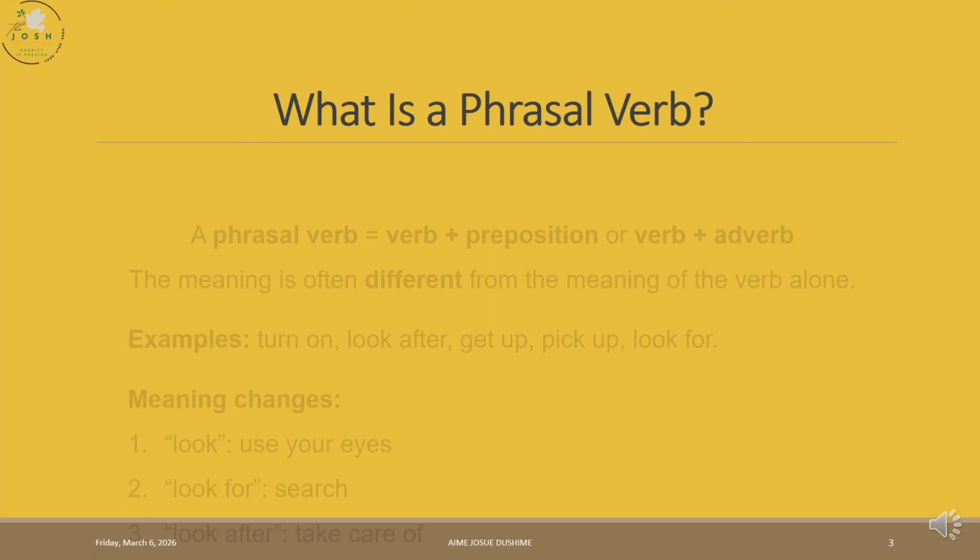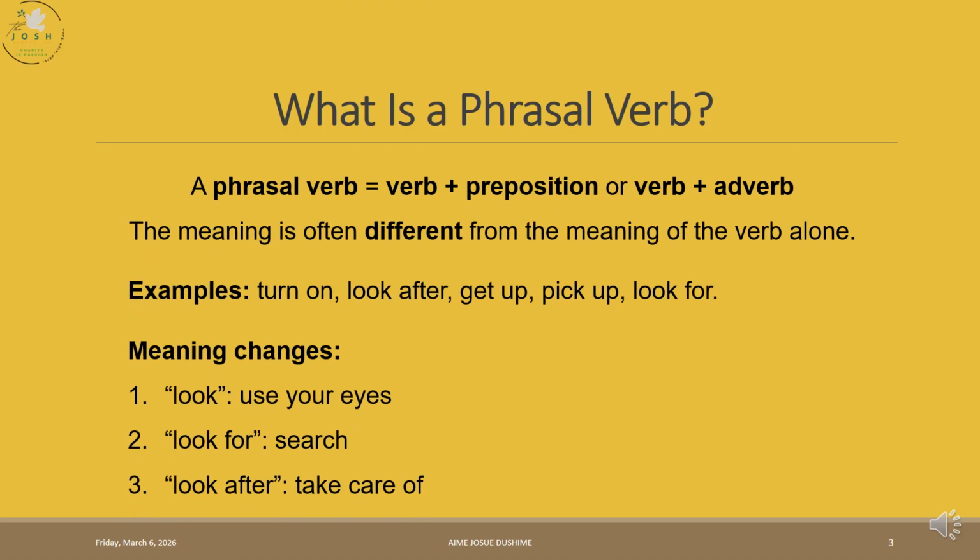Let's see what is a phrasal verb first of all. A phrasal verb is a verb plus a preposition or a verb plus adverb. Simply, it is a verb plus preposition or adverb. It could also be both, verb plus preposition plus adverb. The meaning is often different from the meaning of the verb alone.